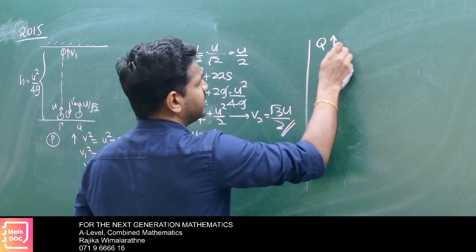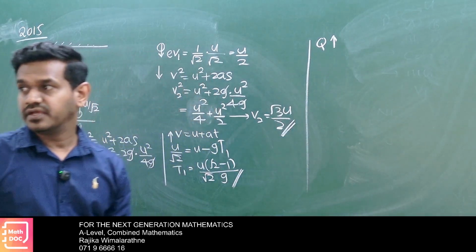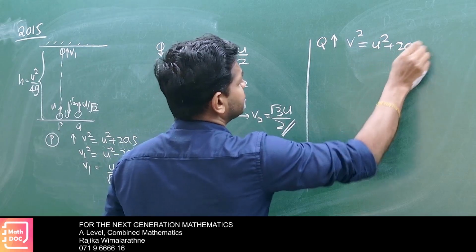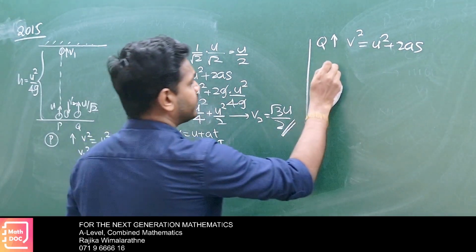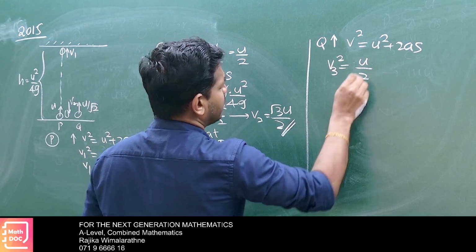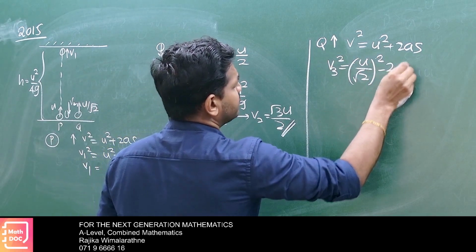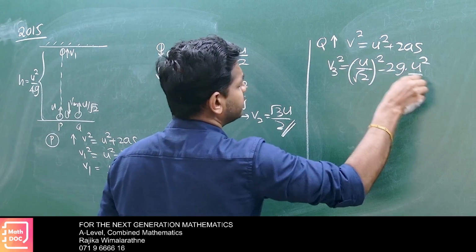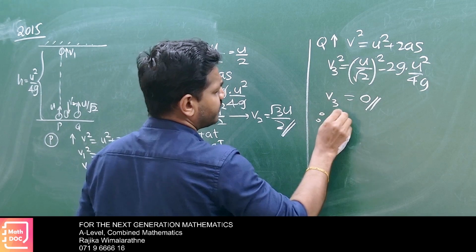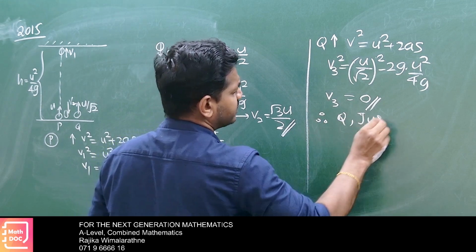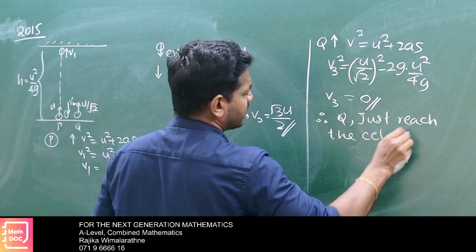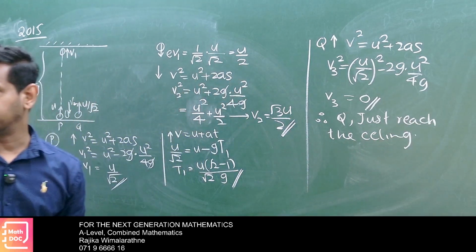Particle Q upward, use V squared equals U squared plus 2AS. Then say V3, U over root 2 squared, minus 2GH, U squared over 4G. Then that value is 0. Therefore, Q just reaches the ceiling. Just reaches the ceiling.